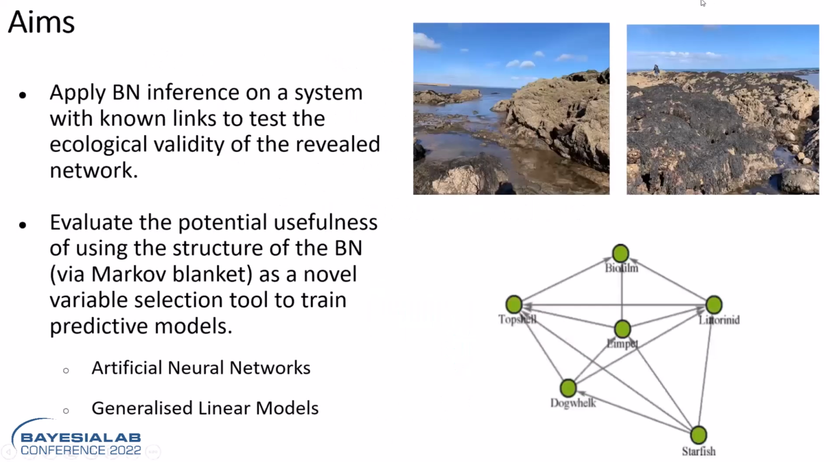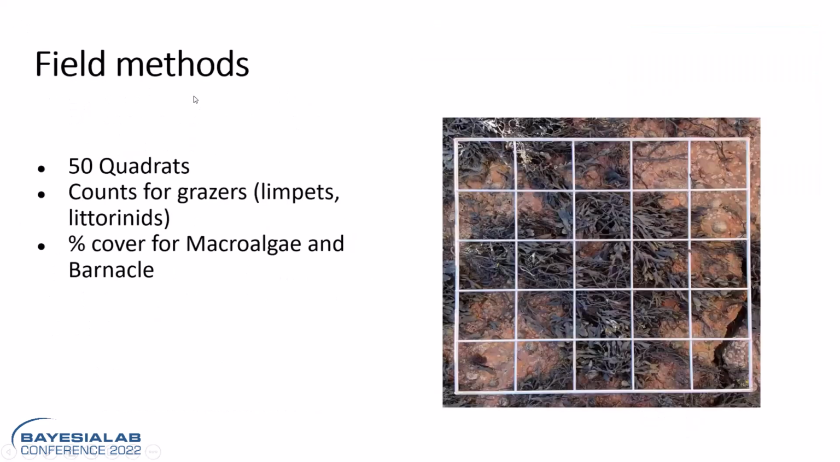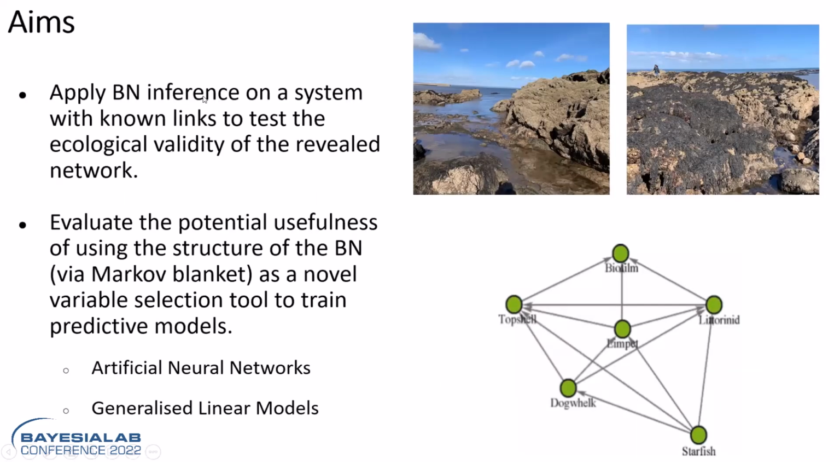So the aim here, I applied a static Bayesian network inference algorithm on a system with known links to test the ecological validity of the reviewed network. If you look here, that's your typical rocky shore ecosystem. It's very, very simple. It's only a couple of species, and there's high levels of interactions, and they're well-documented links as well. So it's a perfect system to test the validity of any model that you want to test, because you already know what it should look like.